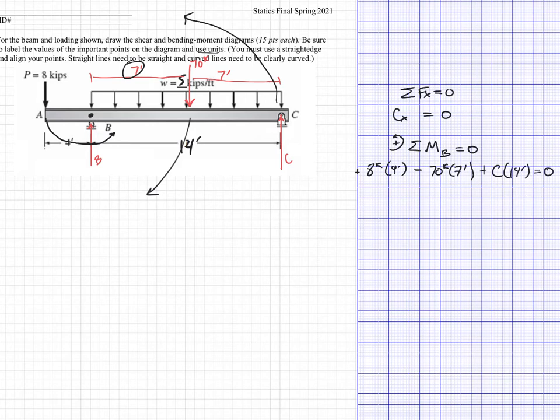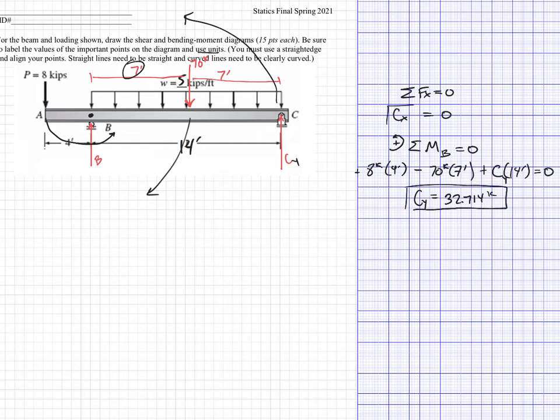Okay, so if we solve that equation, we're going to end up with CY. So CY then equals, I'm getting like 32.714, a totally annoying number, right? But what do you do, right?